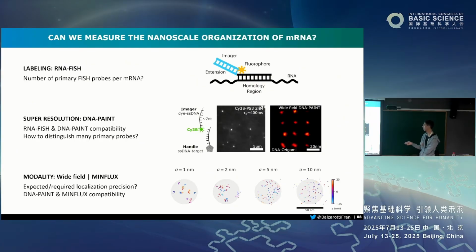Should we do wide field, or will it be enough? Well, 5 or 10 nanometers are going to be a bit messy for looking at the RNA particles. We're going to need 2 or 1 nanometer to be able to trace or to know its structure. So we do need high resolution.